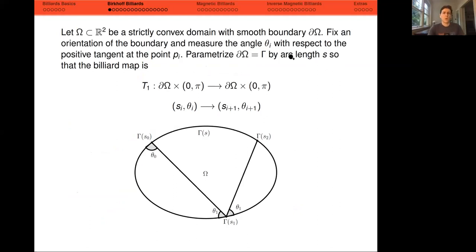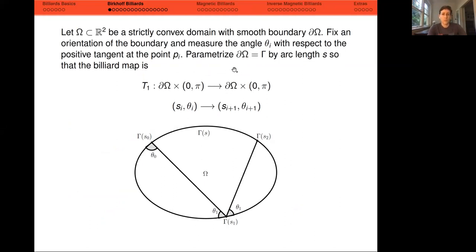So the Birkhoff billiard is going to be a planar table in R2 that is strictly convex, and we're going to want to parameterize the boundary of this by arc length. We're going to measure our angle of reflection in terms of the ingoing velocity vector and the positive tangent at each point of reflection.